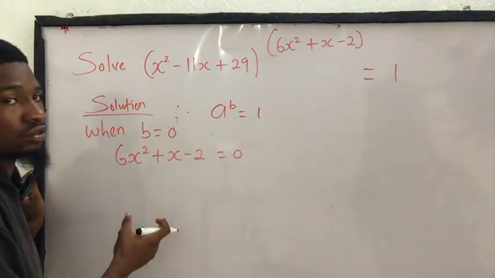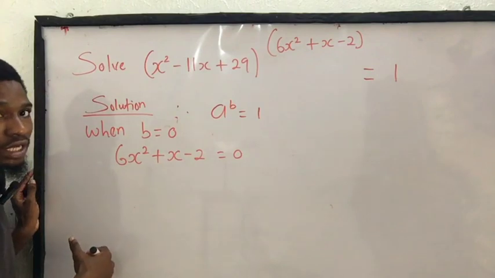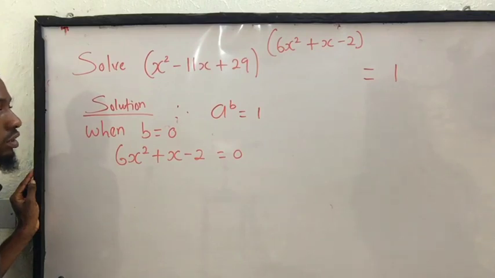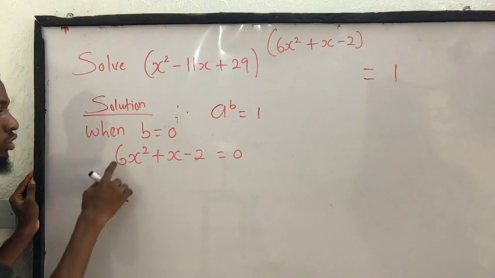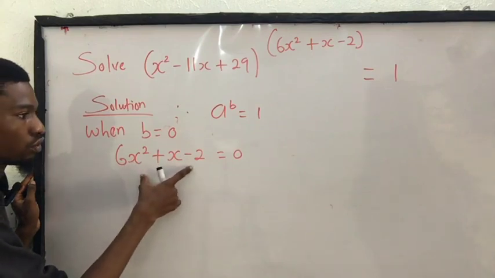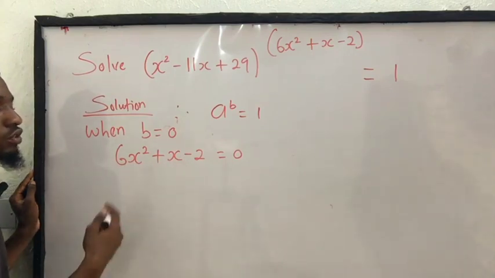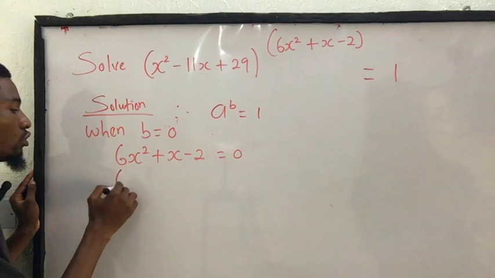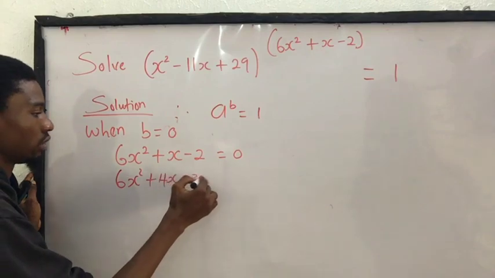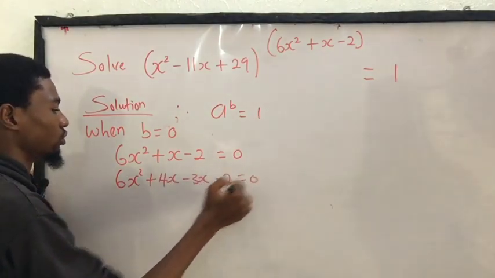This is a quadratic equation, which we can factorize. To factorize this, we need a product of minus 12 and a sum of 1. So we can make use of 4x and minus 3x. So we have 6x squared plus 4x, then minus 3x minus 2 is equal to 0.